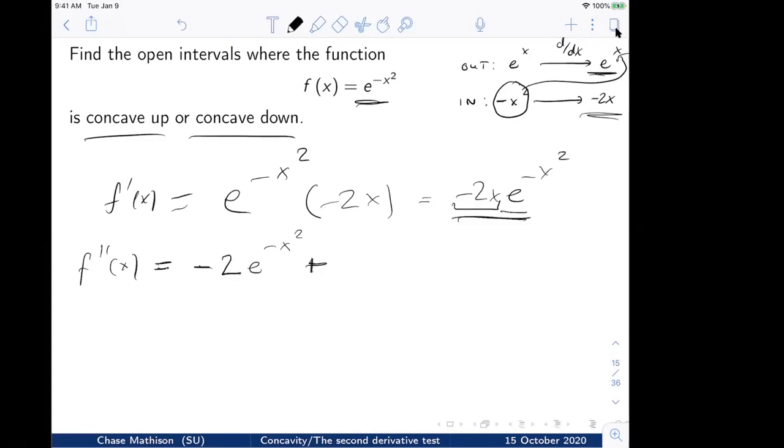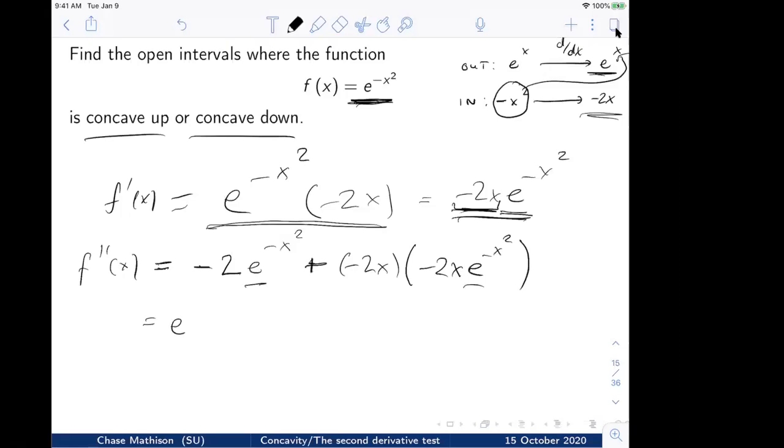Plus, then I'm going to leave minus 2x alone. And then I'm going to take the derivative of e to the minus x squared. But what's the derivative of e to the minus x squared? Negative 2x e to the negative x squared. Perfect. We already did that derivative, right? We already took that derivative right there. So we already know that that's minus 2x e to the minus x squared. Very good.